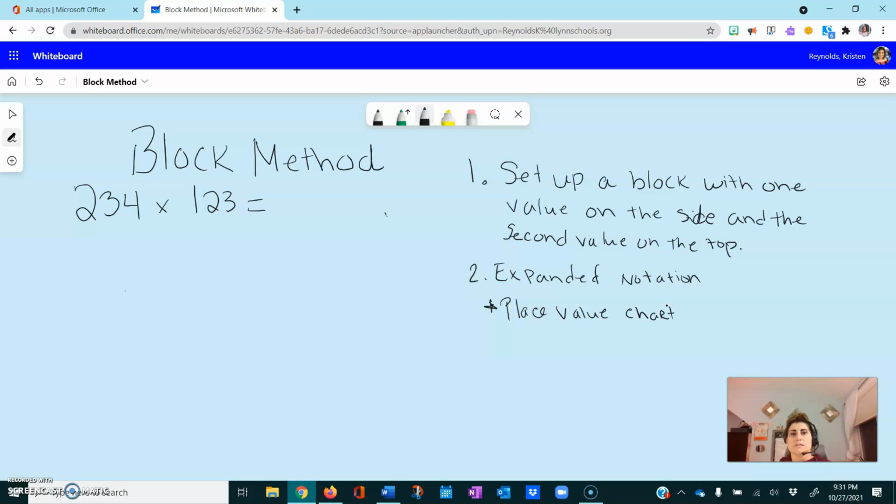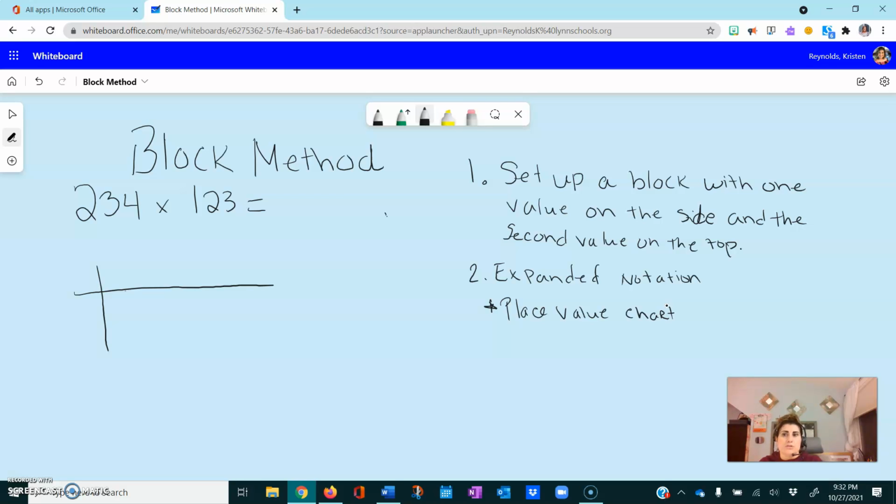All right, so first thing I'm going to do is I'm going to go ahead and set up this sideways. Oh, that's kind of sad looking. Let's go ahead and fix that. So I'm going to set up like a sideways T. So on the top, it doesn't matter which number I put on the top or which one I put on the side with multiplying because I'm allowed to switch them. Okay, so for the first one up here, I'm going to go ahead and put the 234.